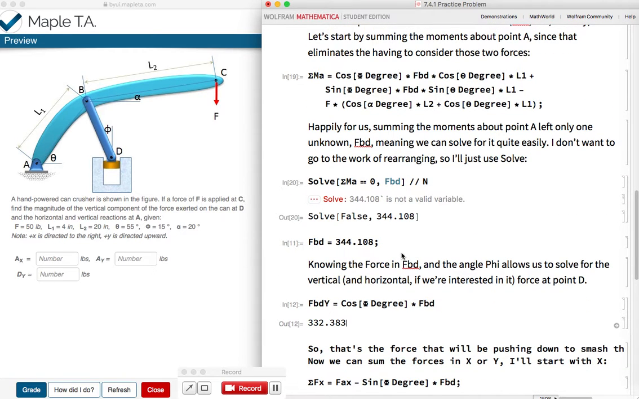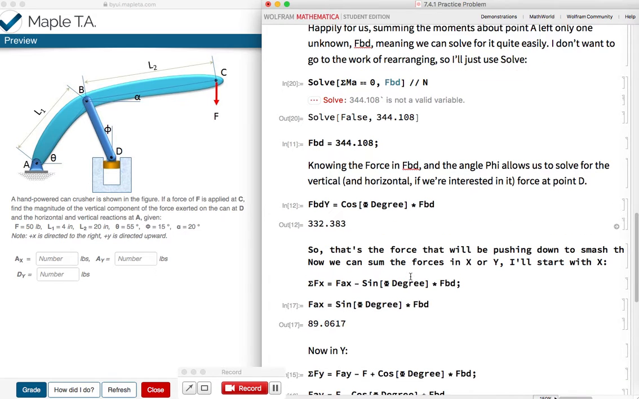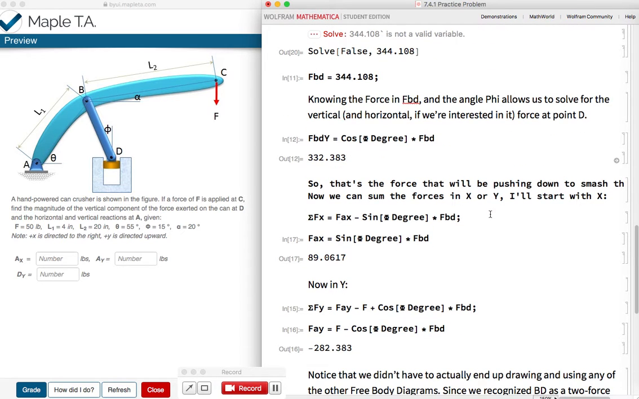We can just go with the 332.383. And if you want to see what I just explained in a little bit slower motion, I'd look at example 6.13 in the book, because just the diagram on the front page of that example shows it pretty clearly. So next it wants to know the forces at A, so AX and AY. And these are going to be really easy because of what we've already set up. So let's start with X, why not?